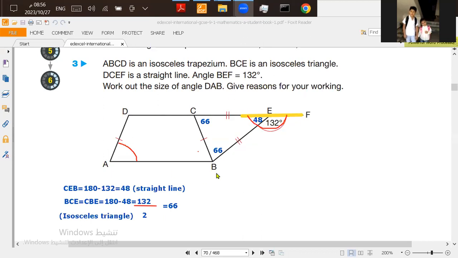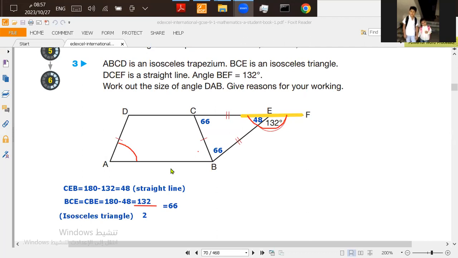Now, if this one is parallel to this one, I will say that this angle and this angle are alternate because they make the letter Z. So this one is 66 and this one is another base angle of the isosceles trapezium, so it's 66. I can say that. But I don't have the information that says these two lines are parallel. But this is a trapezium. In a trapezium, this and this are parallel. So I can use this information to say that they are parallel, and I use the information.